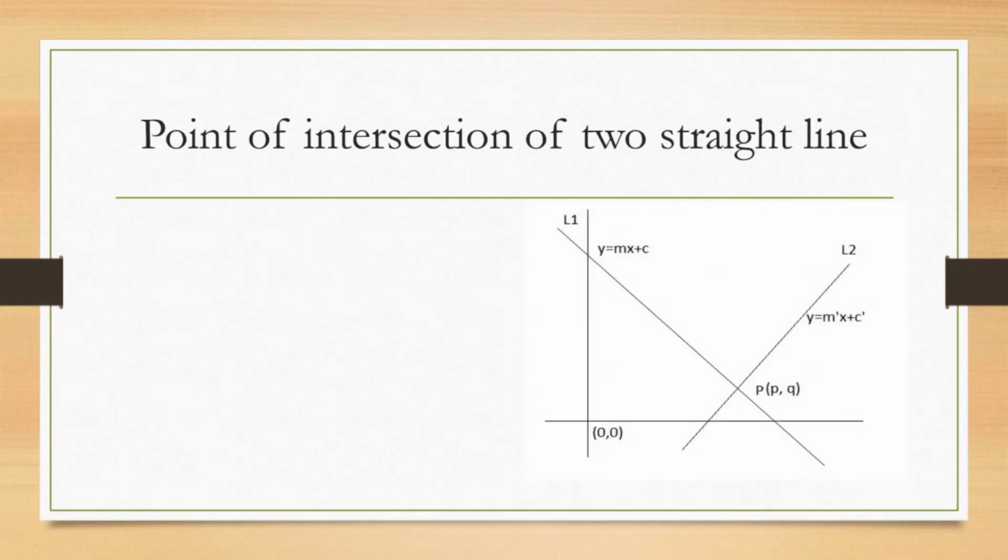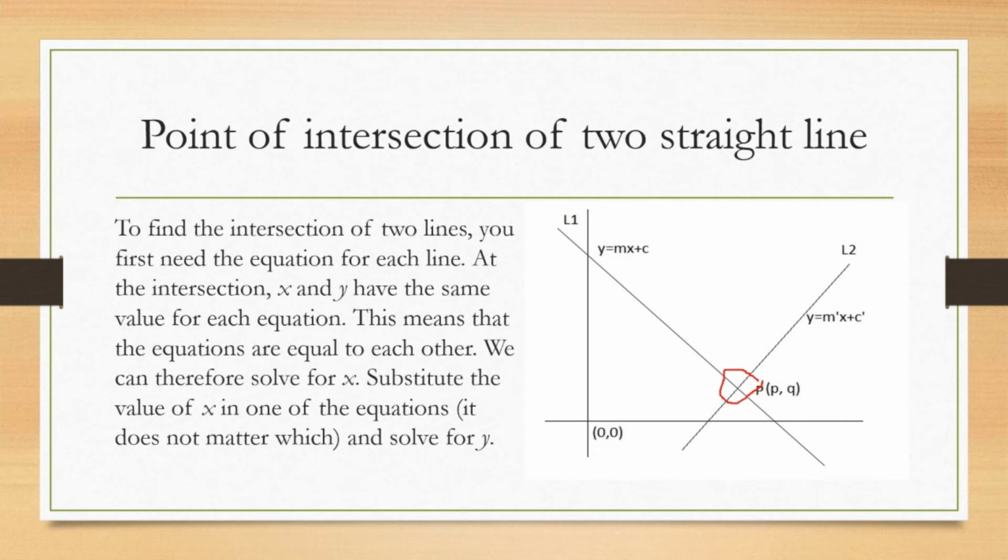When two straight lines intersect at one point, the point is known as the point of intersection. To find the point of intersection, we need to know the equation for each of the lines. At the intersection point, the values of x and y are the same, so we can equate these two equations of the straight lines to find the value of x. After getting the value of x, we can substitute it into one of the equations to solve for y.